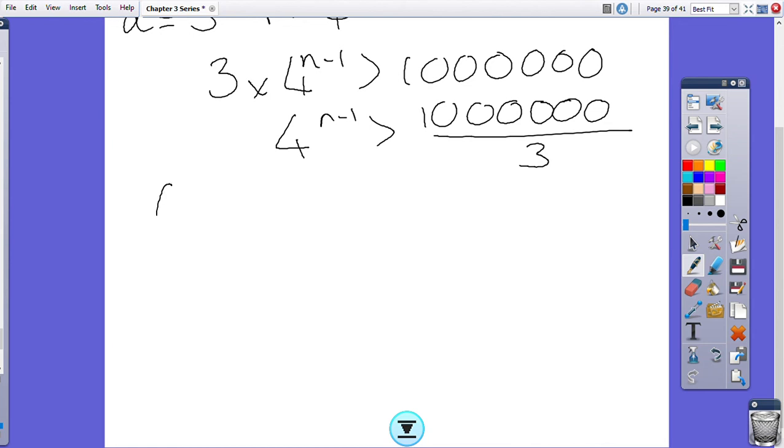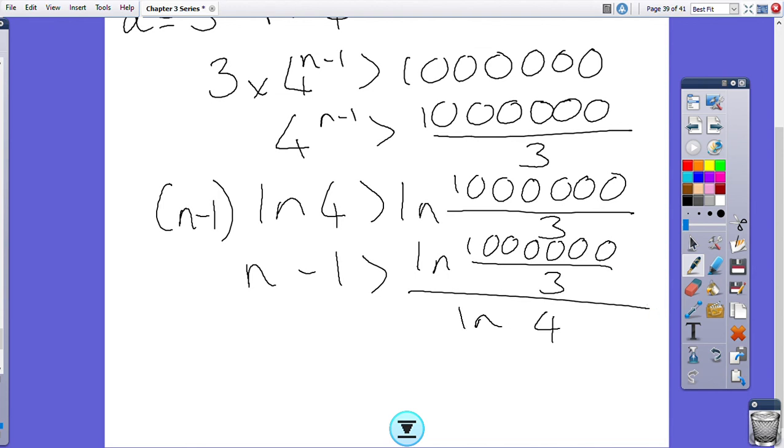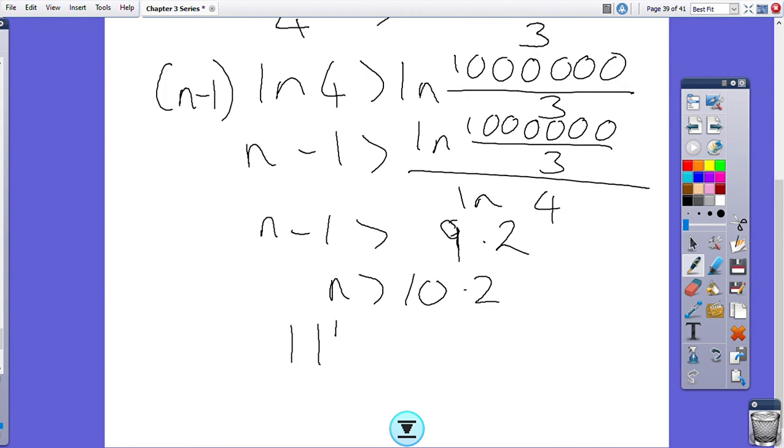We'll take logs. I'm just going to skip a step here because I am hardcore. So n minus 1 times log 4 is bigger than log of a million over 3, so you've got n minus 1 bigger than log of a million over 3, all divided by log 4. And if you work that out, apparently you get n minus 1 is bigger than, oh, sorry, 9.2. So n is bigger than 10.2, and we're talking about the 11th term. Okay, so there you go.